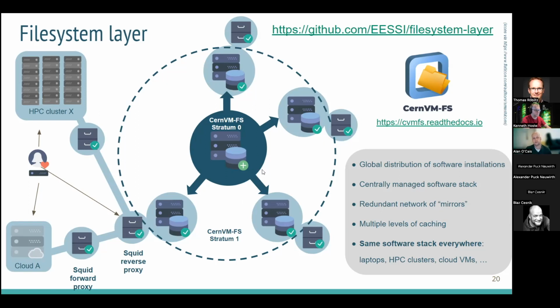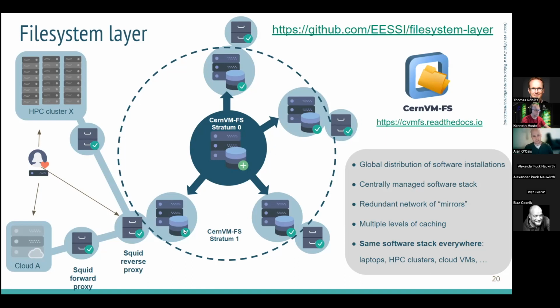You have the main copy of the data and the software in what's called stratum 0. And then you have mirrors of that data in different locations, called stratum 1s. Each of these stratum 1s has a complete copy of the data that's stored in stratum 0.